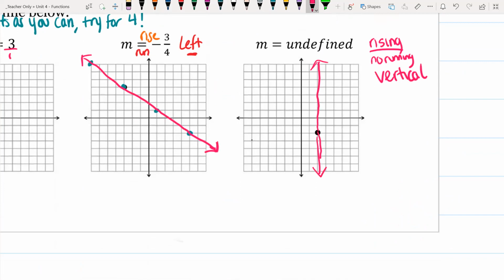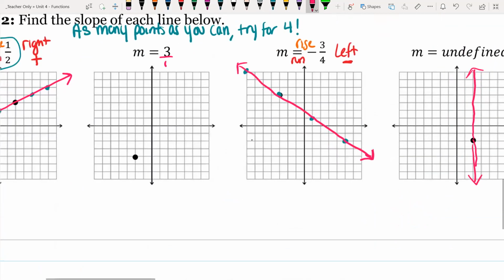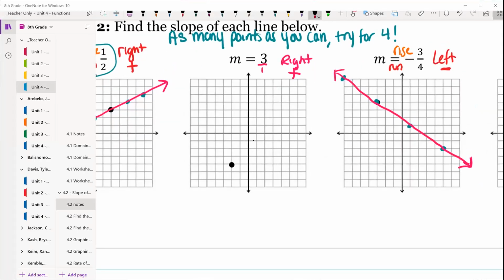Okay. All right, last one. I want you to do this one on your own, and we could talk about this in class. My one addition I would say is that it's not just 3, it's 3/1. And that it's right. It's positive, so it's right. Okay. So try that one on your own, and we could talk about that in class.